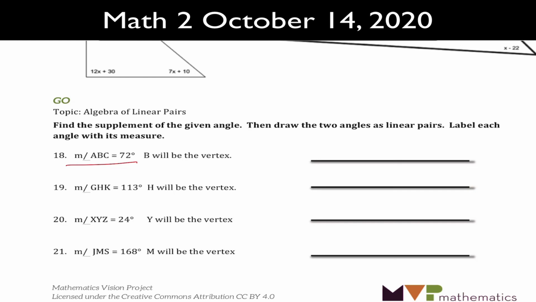It says find the supplement, which means I need to make 180. Draw the two angles as linear pairs. So the measure of angle ABC, let's do A. Let's put a midpoint at B, and then C is going to make 72. So if going straight up and down is 90, 72 would be less than that over here. So let's make a nice little slant coming back, and let's put C right here. So that's going to be 72, which means that this one right here is going to be 180 minus 72.